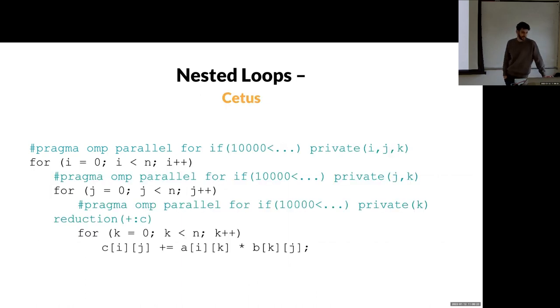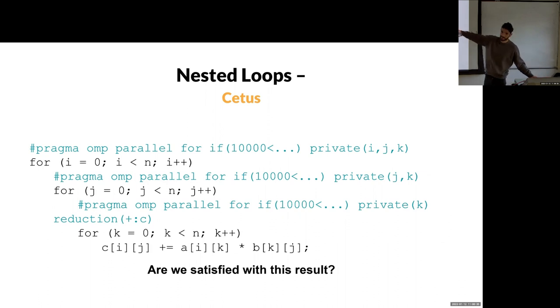So this is the result of Setus. Are we satisfied with this result? So this if here assures that it has more than 10,000 operations. Well, yeah, you're right. We are not satisfied, because it also inserted here a directive and another directive here. So we actually assume that it will be worse than all three.